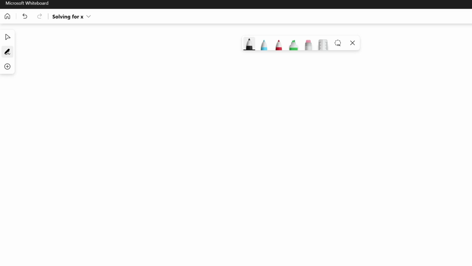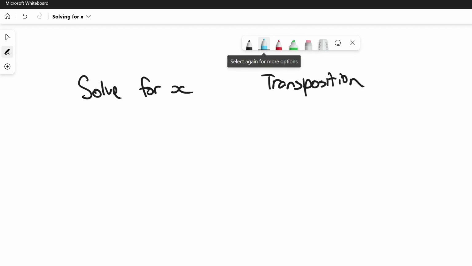Hello everyone, today I'll be teaching you guys how to solve for x, or in other words, transposition. So it might sound fancy, but transposition just means to rearrange stuff so that you have what you want on the right sides of the equation.